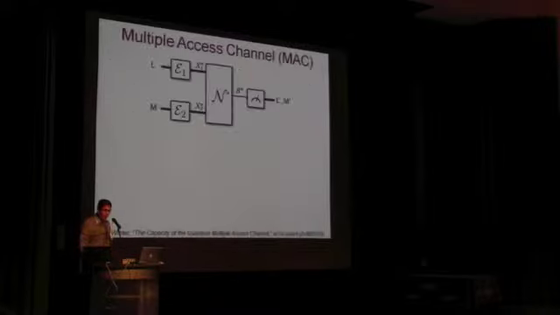So the multiple access channel, the diagram is similar. We have two senders interested in communicating their independent messages to one receiver, and the receiver performs a collective measurement to figure out these messages that the senders transmitted.